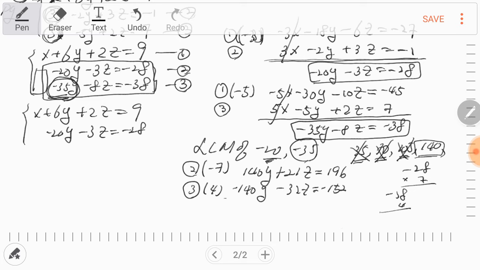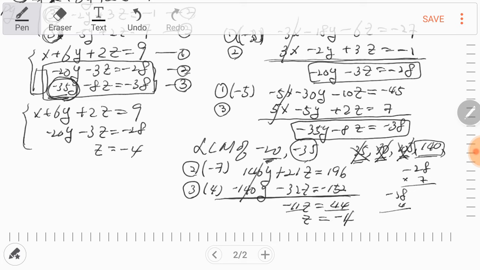Now add these two equations, which cancels out the y term, and we get negative 11z equals 44. Divide each side by negative 11, so z equals negative 4. So the third equation is z equals negative 4.